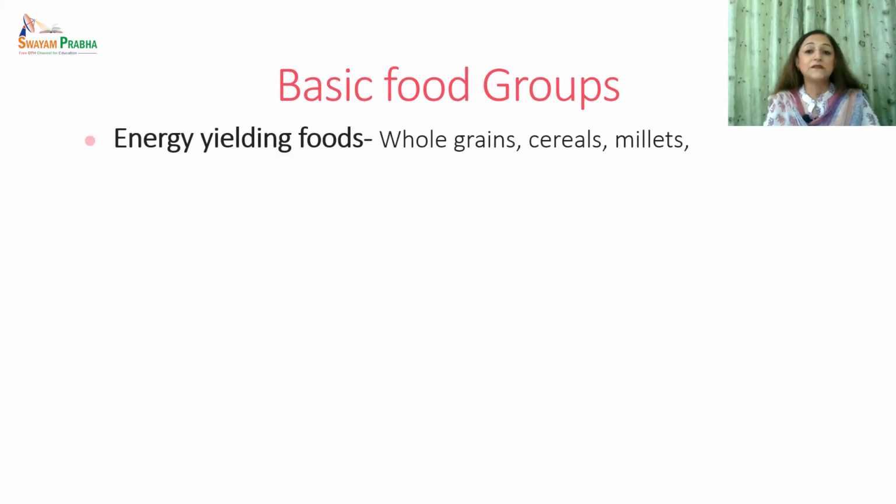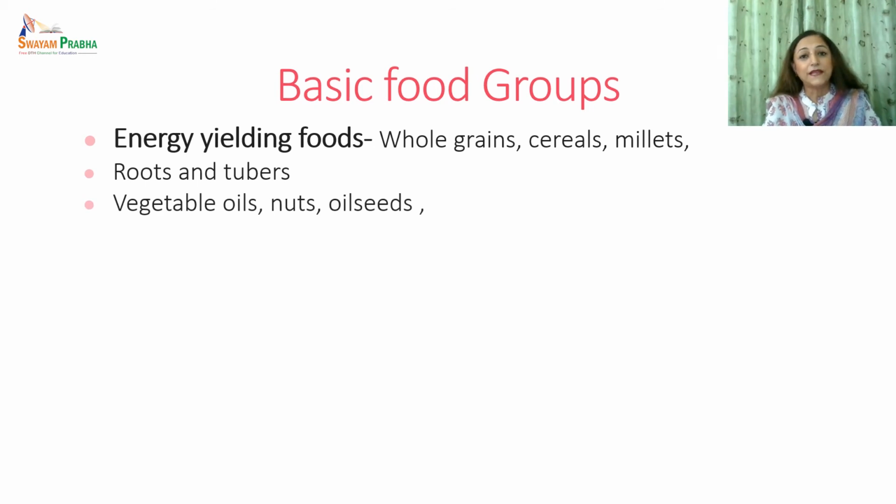So the first basic food group is energy yielding foods. We get energy yielding foods from various sources. It could be whole grains, cereals, and millets. The second category of energy yielding foods is roots and tubers. For example, we have yam, potato, and arvi, colocasia. All these examples provide energy.